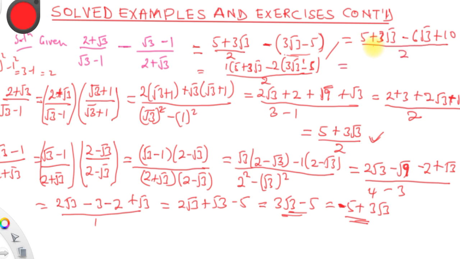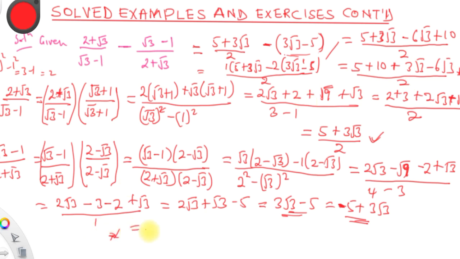So you can rearrange them. You see the 5 is here, and then this is an integer, bring it positive, 10. And then we have plus 3 root 3, and then minus 6 root 3, all over 2. So let us come down here to continue.